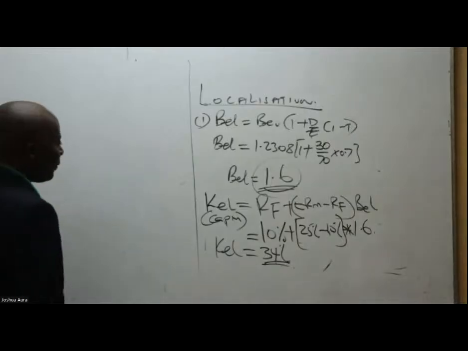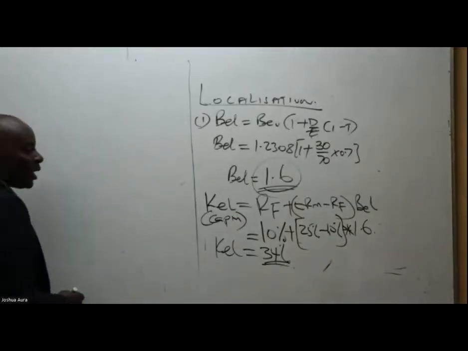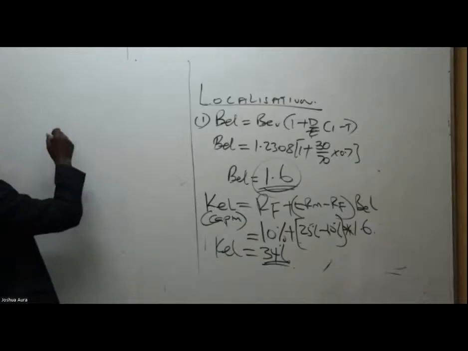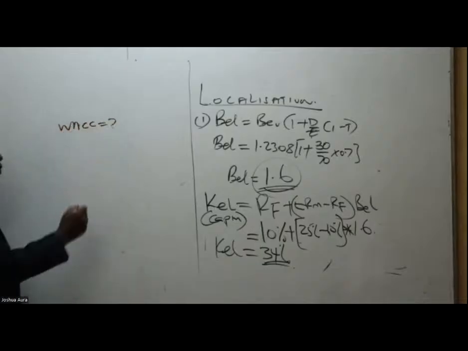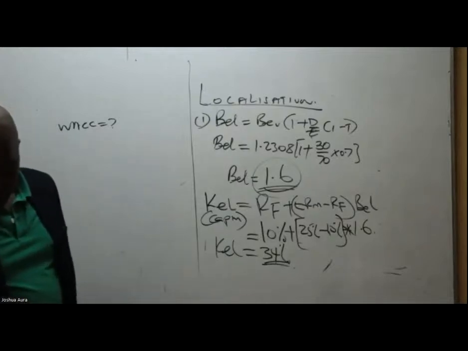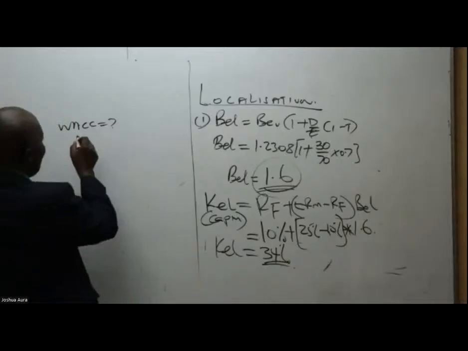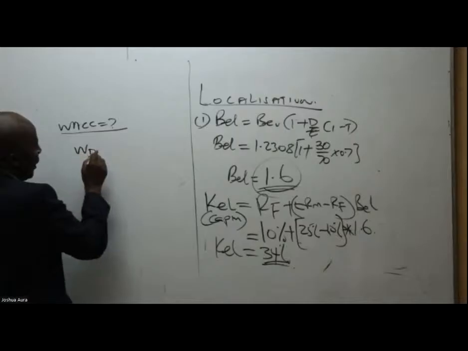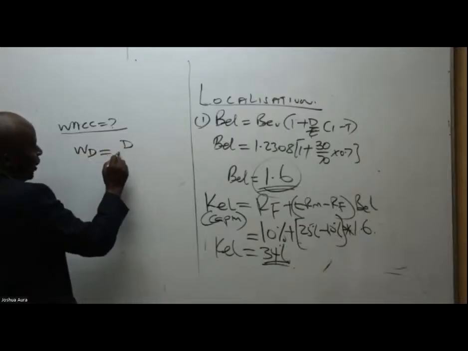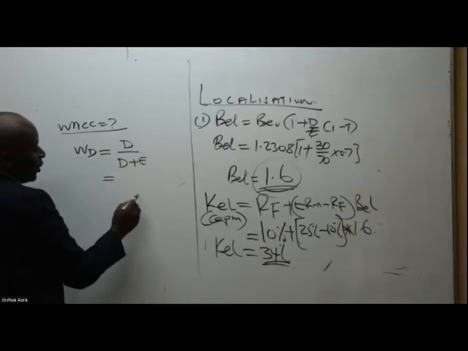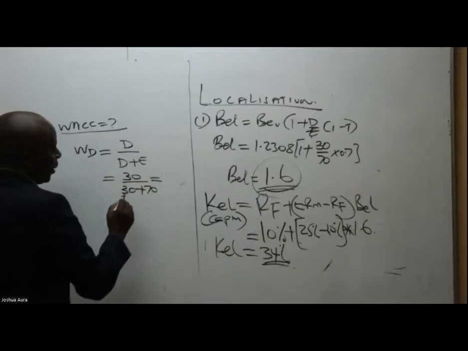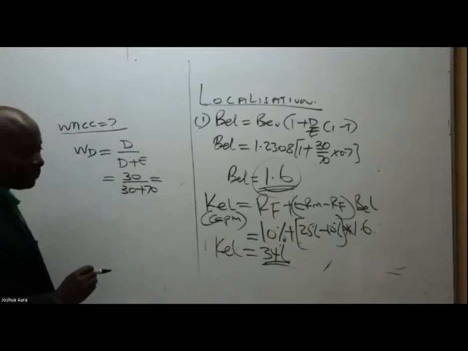Ladies and gentlemen, the moment I have the KEL, I'll come here and calculate WACC, because if you read the question very well, it was about determining the suitable discounting rate. It's WACC. To get it, it will be good to get the weight of debt first. The weight of debt is debt over debt plus equity. The debt is 30, over 30 plus equity, which is 70. So what figure does this give me as the weight of debt? The weight of debt will be 0.3.